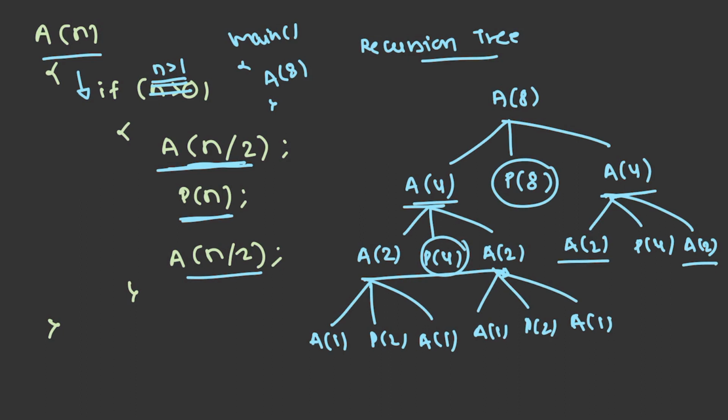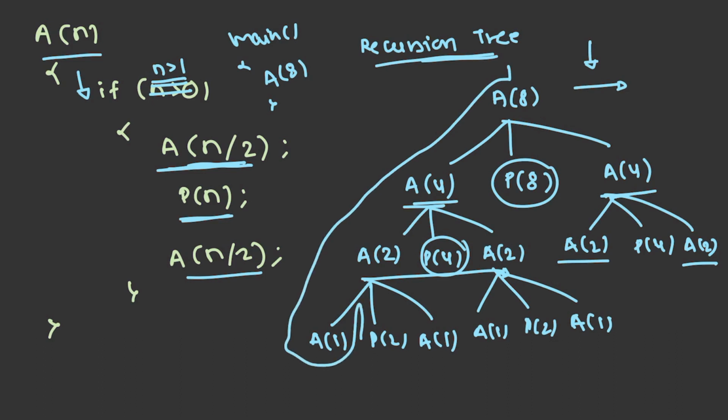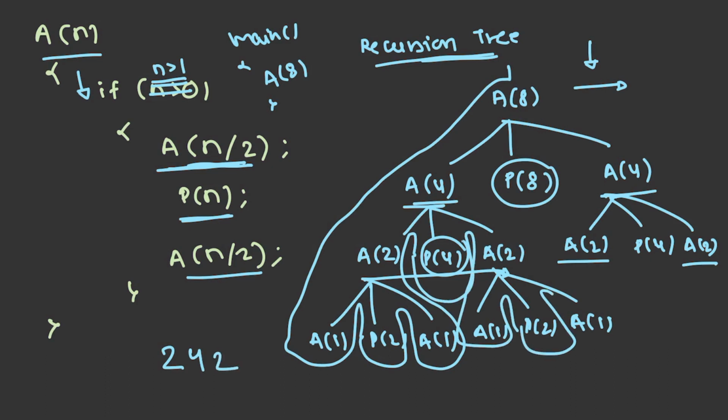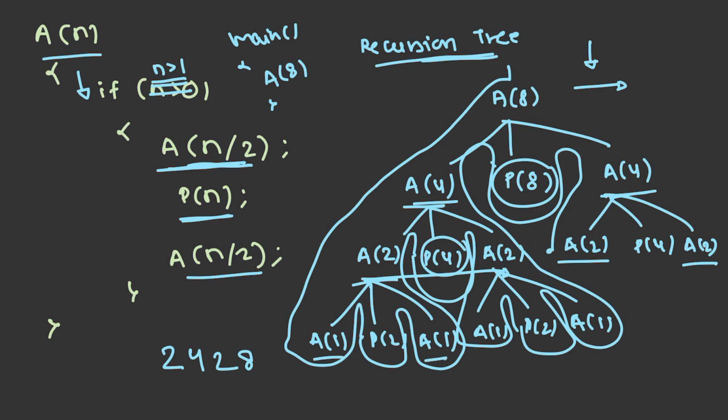We know that if it is a recursion tree, it has to be traversed from top down and left to right. The execution starts here. It has to go from top to down and left to right. Initially, the value which will be printed was 2. So, 2 will be printed. Again, 4. 4 has to be printed. Again, 2. Now, 8.